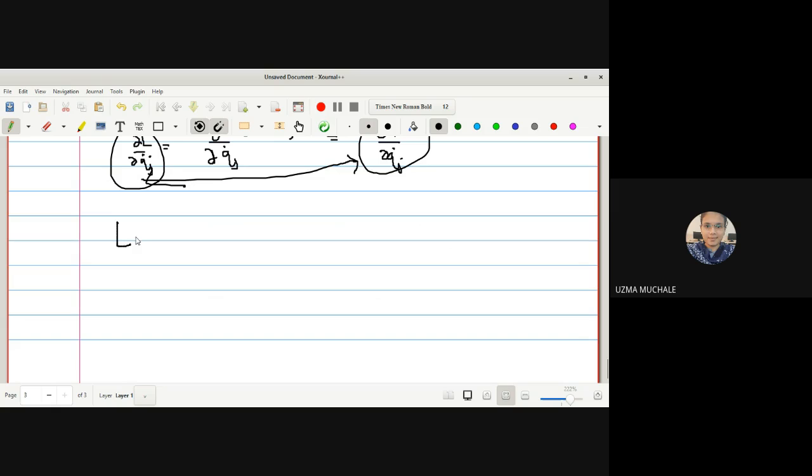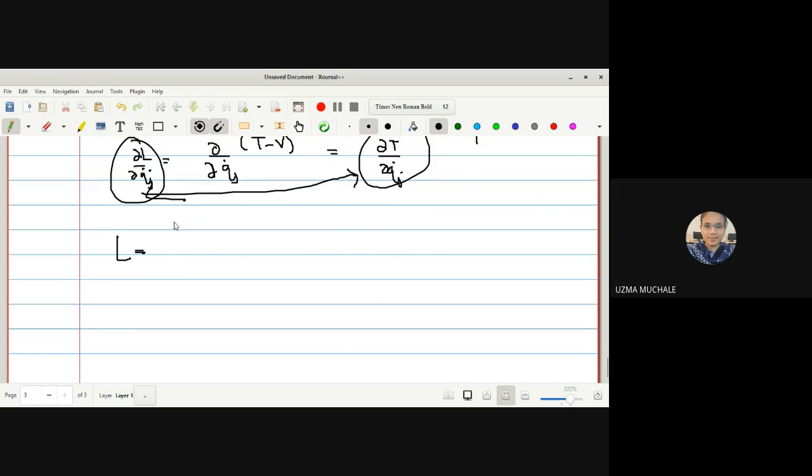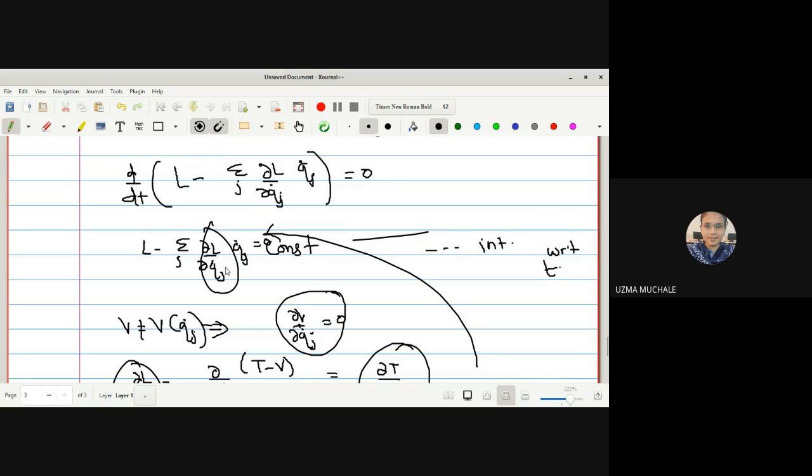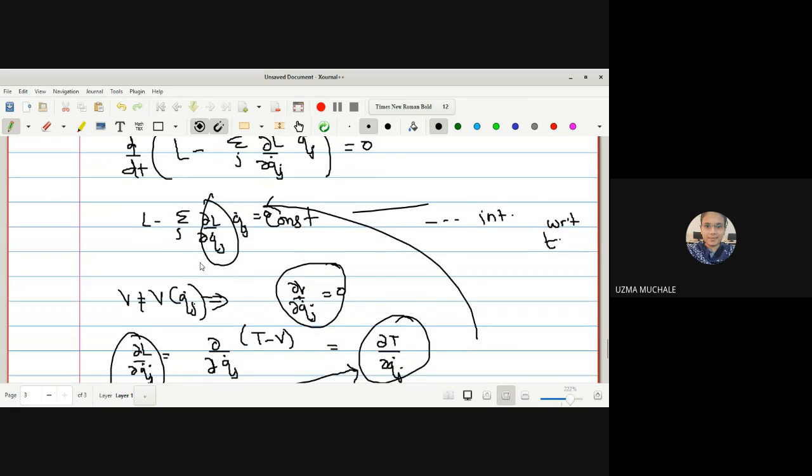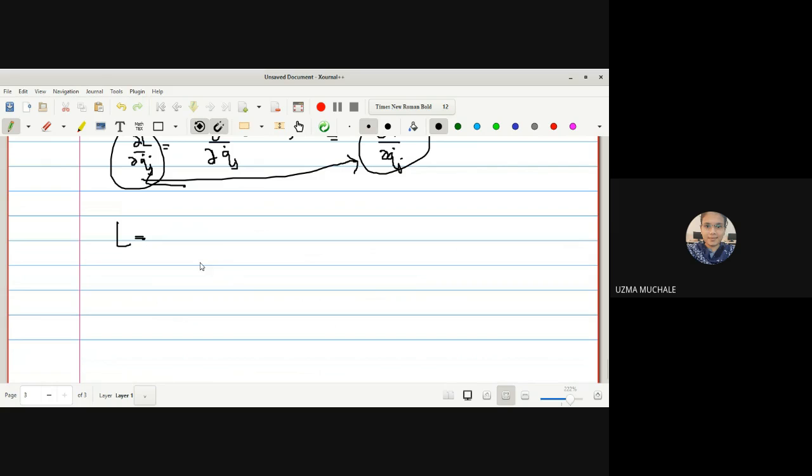Now substituting this, we get L minus summation over j dou T by dou qj dot into qj dot equal to some constant term. As it is a constant term, you can also write it in the form L minus summation over j dou L by dou qj dot into qj dot. But we know that the value of this term is nothing but 2T. Correct, no?